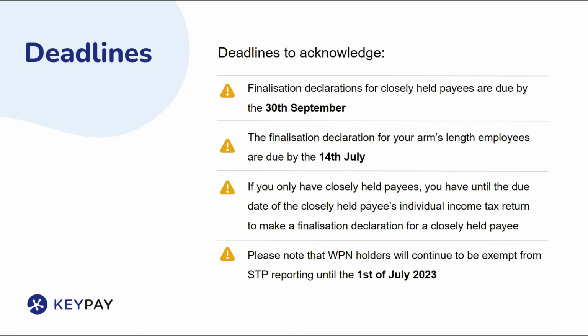Please note that WPN holders will continue to be exempt from STP reporting until the 1st of July 2023. However, if you are a WPN holder and want to start reporting earlier than the 1st of July 2023, you will need to use a registered tax or BAS agent to do it on your behalf. This is because the ATO currently does not support electronic lodgements directly from WPN holders.